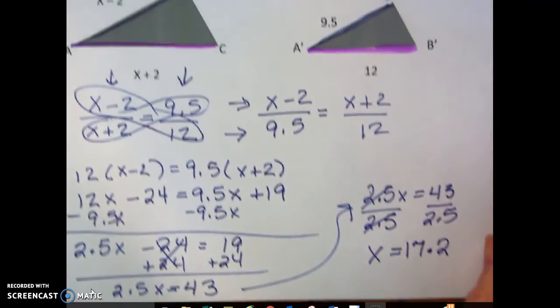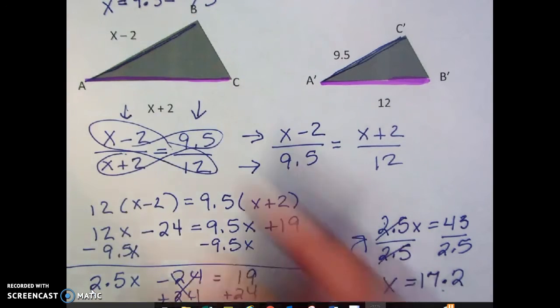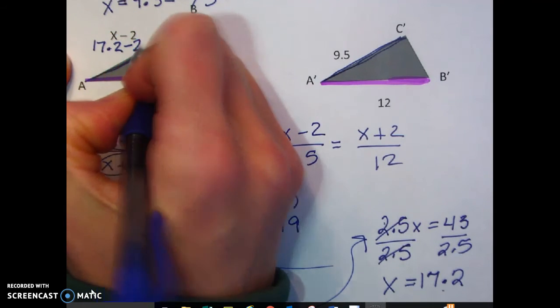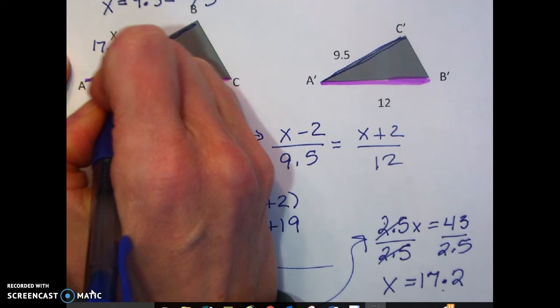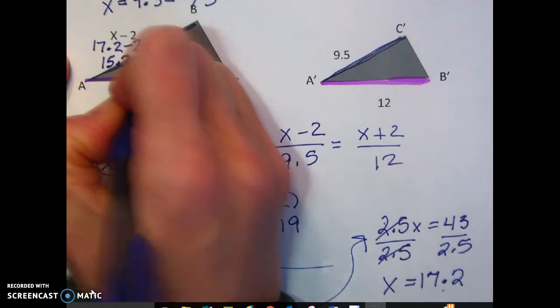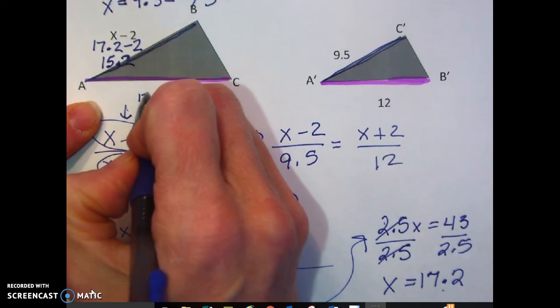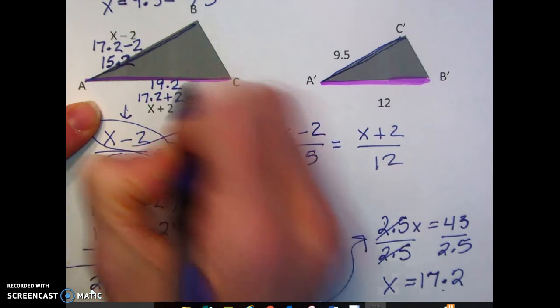Now, if I need to know what the actual length of this side is, I'm going to have to take my 17.2 and put it in here for x and do the math. 17.2 take away 2 would be 15.2 for this side. And down here at the bottom, if this is 17.2, 17.2 plus 2 would be 19.2 for this side.